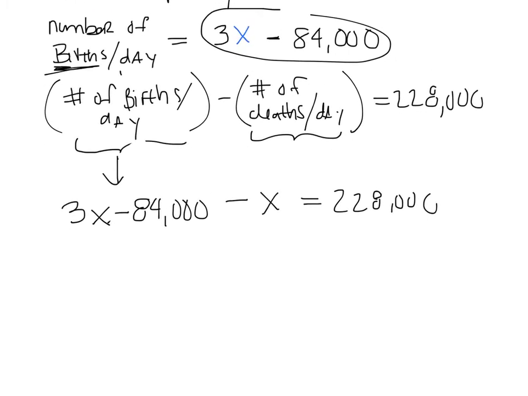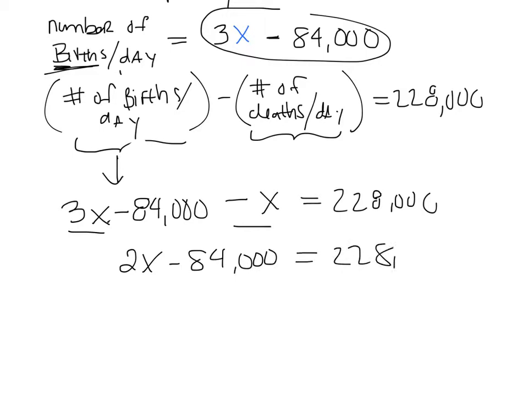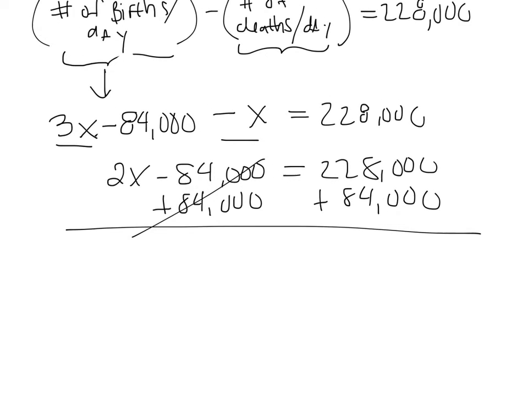228,000. And again, this is just 6.3. 3x minus 1x is 2x. So all I did was combine like terms, and I have a constant on the left hand side and a constant on the right hand side, so I can definitely move my 84,000 over. And that's gone, right? Because our goal is to solve for x, and so right now we're left with 2x, and we get to do some additions.